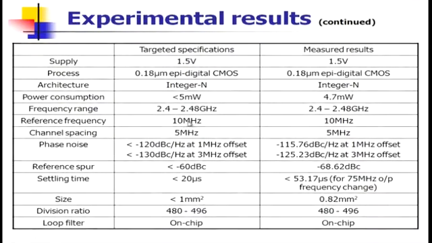And then you have a reference frequency of 10 megahertz, channel spacing 5 megahertz, and we got minus 115 dBc/Hz phase noise performance, and this is the settling time and so on. Settling time I am not that worried about, because in ZigBee the settling time for the protocol is more than 120 microseconds. So 53 would have been no problem.